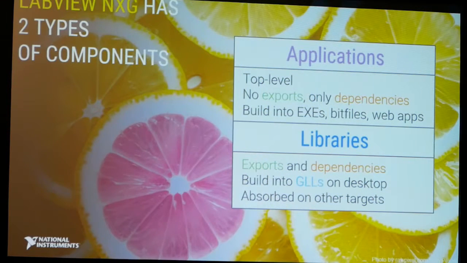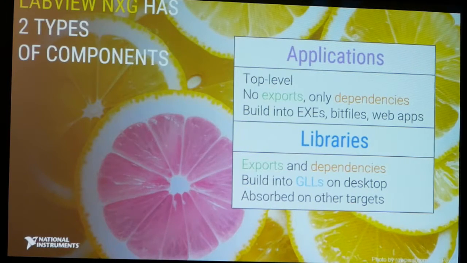Applications are top level, as I said, no exports, only dependencies. So we're sort of enforcing that depend-in-the-direction-of-stability rule. And they build into things like EXEs, bit files on the FPGA, RT executables, web apps. These are the things that define what the user is going to actually see, what the final customer is going to do, what your application is going to actually show to the user.